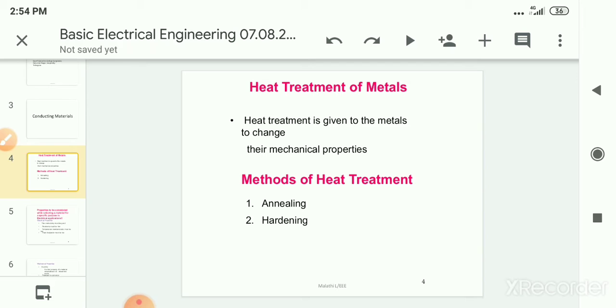In hardening, the cooling process is very quick. It is submerged in cold water, oil or another liquid like that. So it gives great hardness and toughness to the material. It will not break or wear for a long period of time. So depending upon the situation, sometimes we are using annealing treatment, sometimes we are using this hardening treatment.